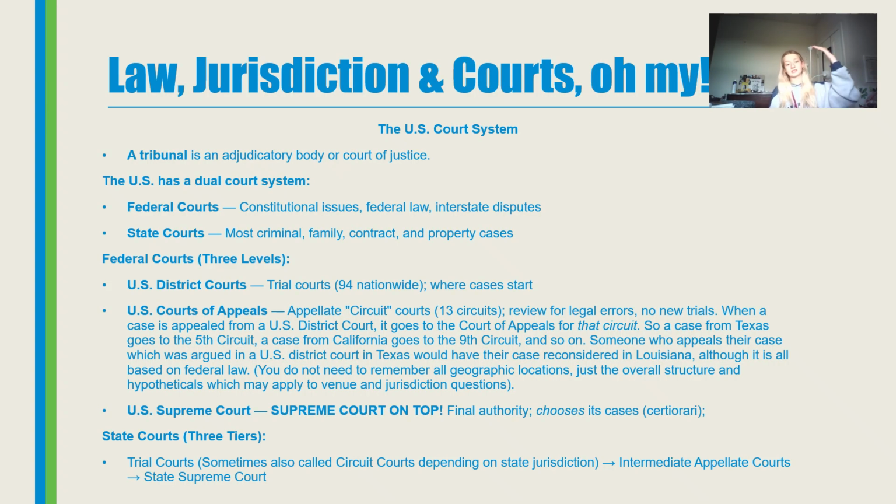And then above that is the U.S. Supreme Court. The Supreme Court is the very final federal court. It is at the very top. It is super big, and they can also decide which cases they decide to see and not see. Then for state courts, there are trial courts. These are sometimes also called circuit courts, depending on the state that you're in. For me, they're called circuit courts, but I know for other places it's not. I don't really understand. And then there's intermediate appellate courts, and then above that is the state Supreme Court.